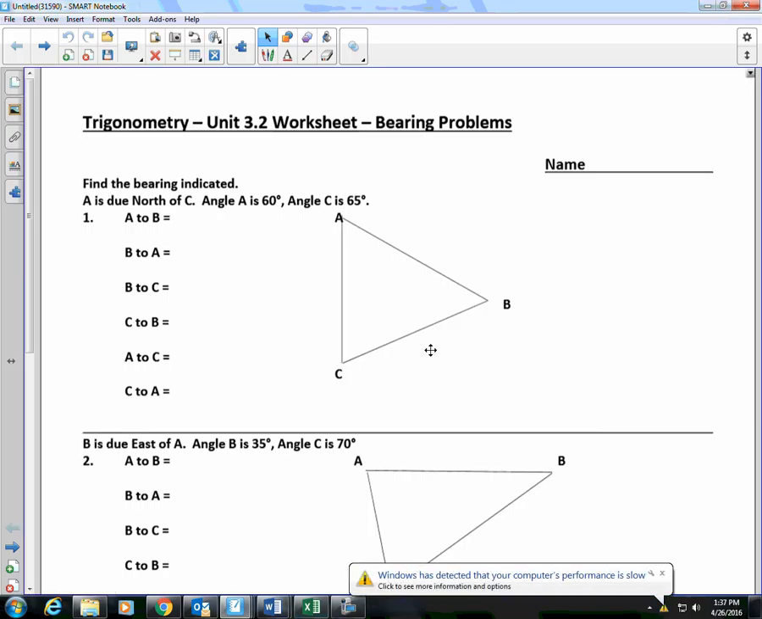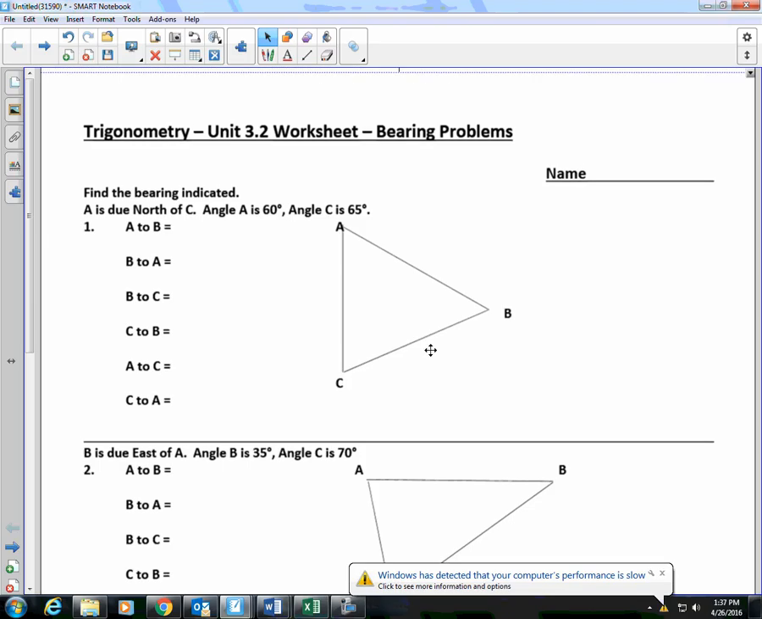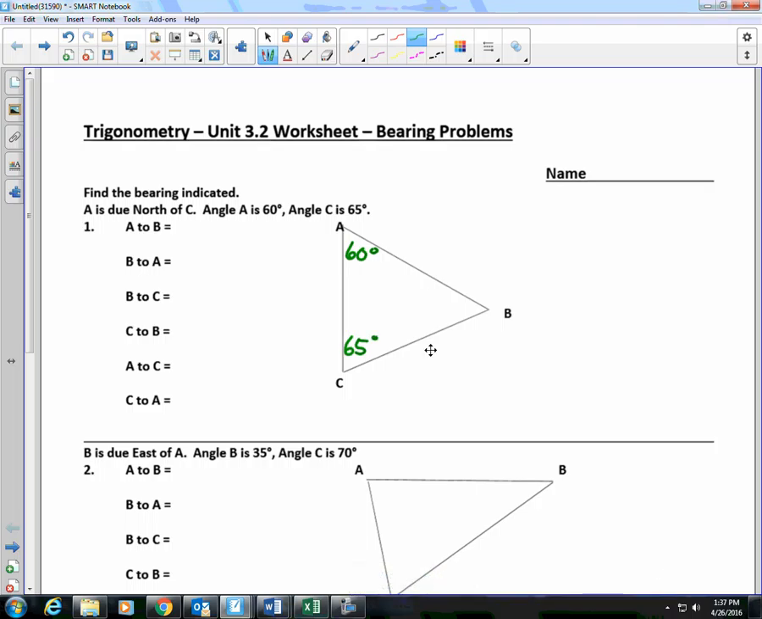So angle A is 60 degrees. Angle C is 65 degrees. Can we figure out angle B? 55 degrees. Good job.